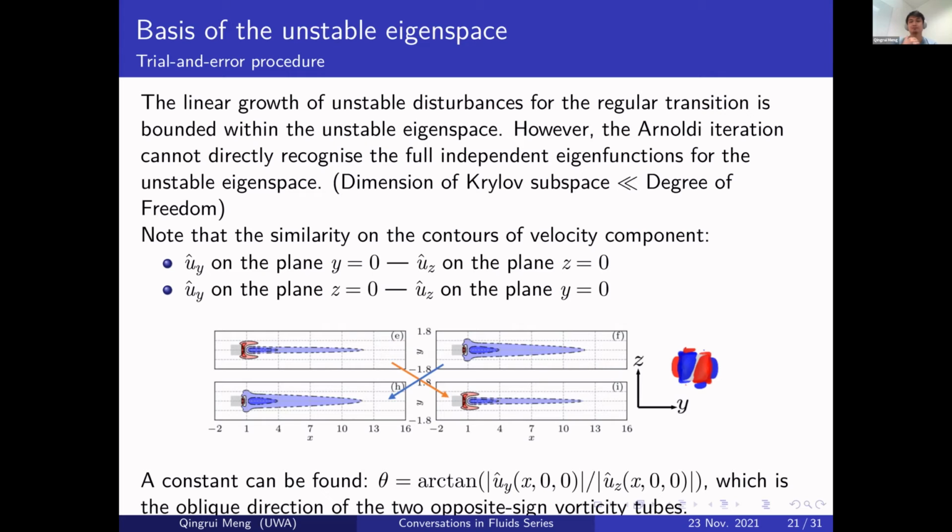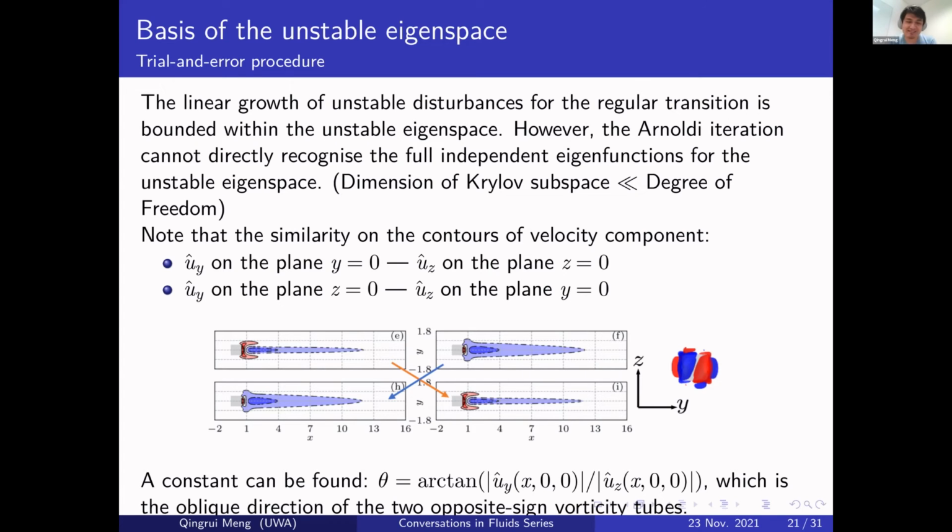the regular transition. We noted from the contour plots of the eigenspace that there are similarities between the different velocity components. The uy on the plane y equals 0 is almost the same as the uz on the plane z equals 0, just like the orange arrow. And the uy on z equals 0 is similar to uz on y equals 0.